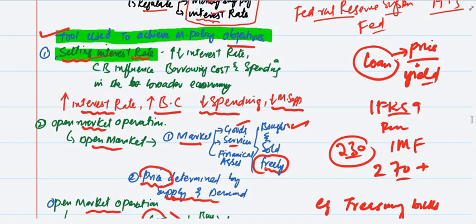Central banks use a variety of tools to achieve their monetary policy objectives, which include setting the interest rate. Now, first we have to understand what an interest rate is. Interest rate refers to the price of borrowing money.